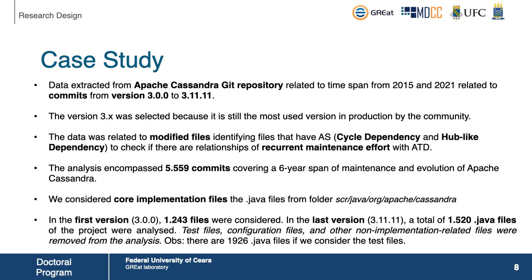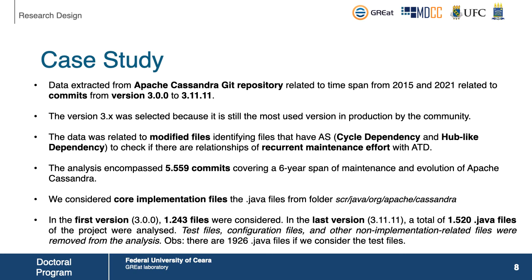The items extracted were related to commits from version 3.0.0 to 3.11.11. We selected the range of 3.x because it's still the most used version by the community, according to the Apache Cassandra site. The data was related to modified files with architecture smells, more specifically cycle dependence and hub-like dependence. Also, we analyzed 5,559 commits in this range.